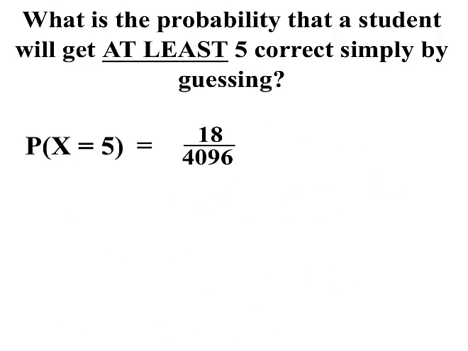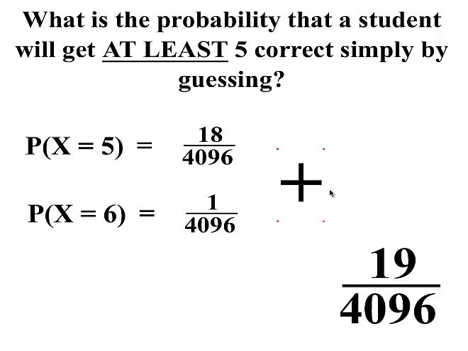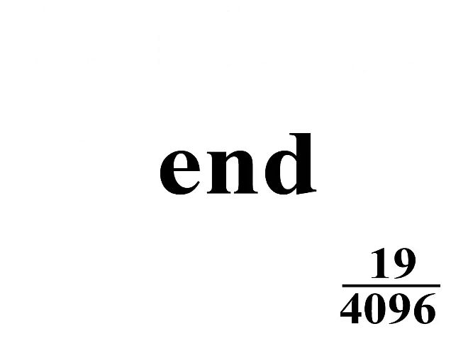But remember, we got to add that to the probability that he's going to get all 6 correct because that is also at least 5, right? 6 is at least as much as 5. So we need to add those two together for a final answer of 19 out of 4,096. So that's the probability that somebody simply by chance alone would get at least 5 correct on a 6-question test.